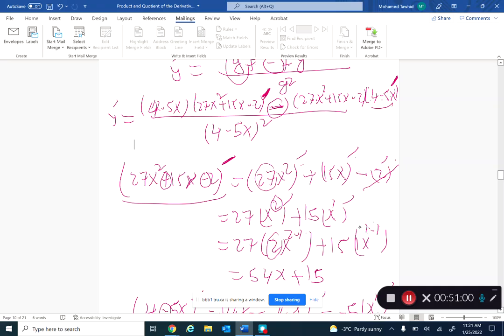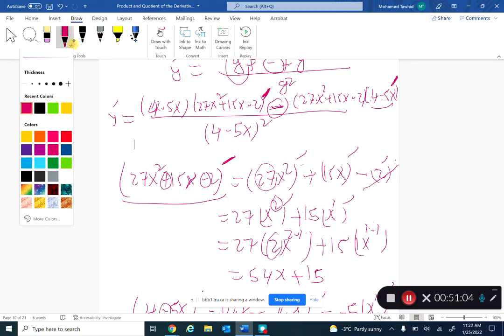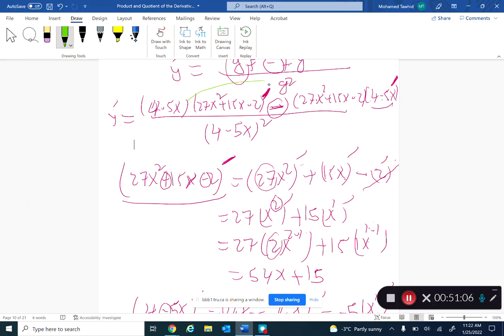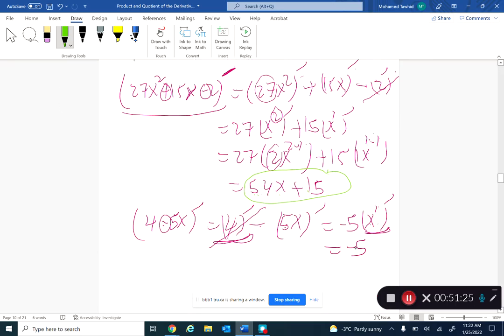So now I go back here and then just replace here. I put it in green. So here, this one, replace it by 54x. And this one here, replace it by negative 5. And then you are done. All right? So go ahead and replace this term in green here by 54x plus 15. And replace 4 minus 5x, prime from the derivative here by negative 5. Then you are done. Okay, guys?